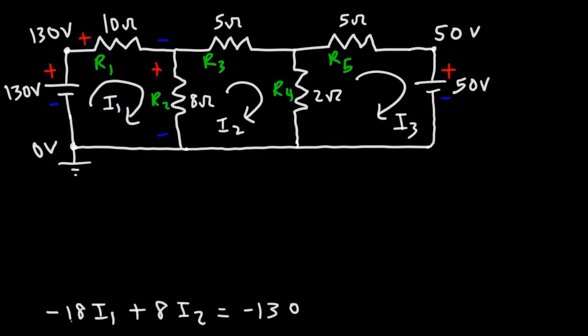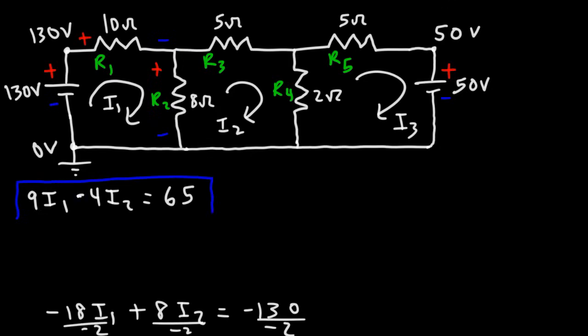Now our next step is to divide everything by negative 2, just to simplify the equation. So negative 18 divided by negative 2, that's going to be positive 9. 8 divided by negative 2, that's negative 4. And negative 130 divided by negative 2 is positive 65. So we're going to save this equation for now. We'll use it later. Now let's focus on our second loop.